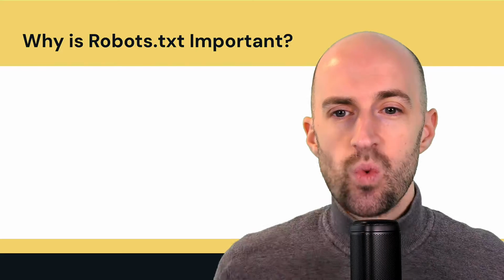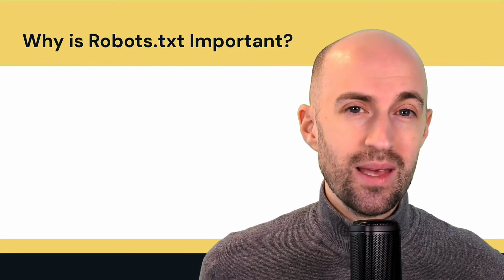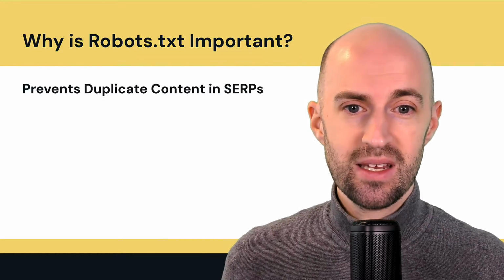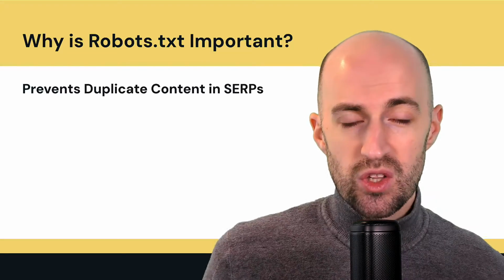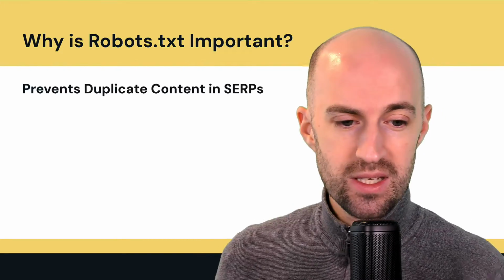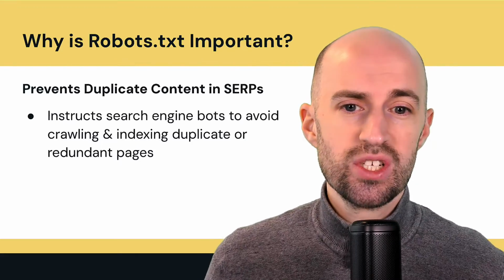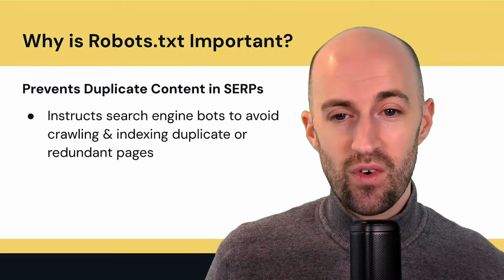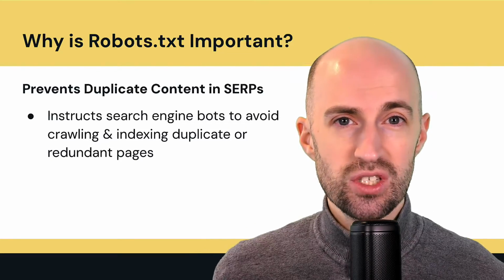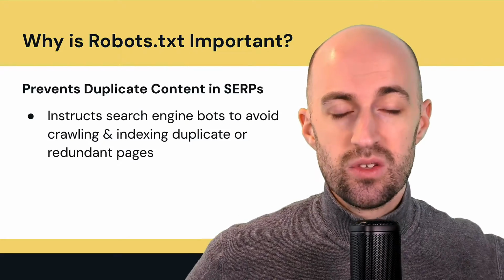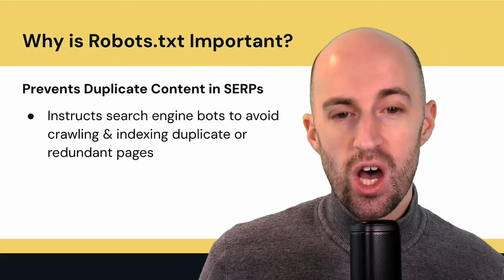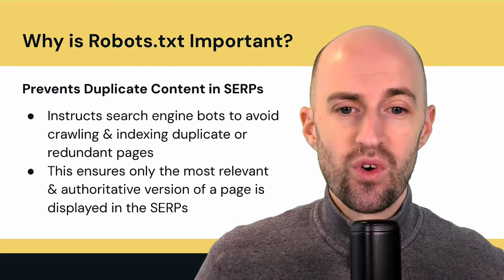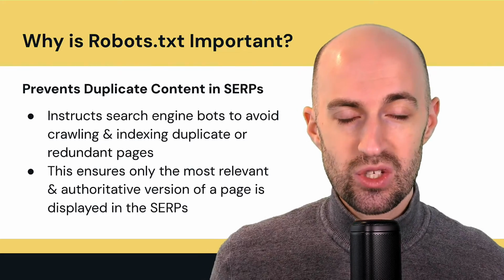So why is the robots.txt file important? That's a really good question. Firstly, it prevents duplicate content in the search engine results pages. It's not the only thing that can prevent it, but it can help. It instructs search engine bots to avoid crawling and indexing duplicate or redundant pages that you might have on your site, or certain sections of the site that might contain duplicate content. So you can tell them not to go there. This ensures only the most relevant and authoritative version of a page is displayed in the search engine results pages.